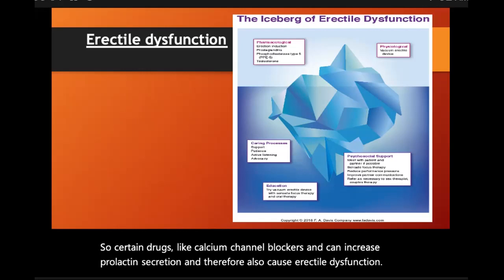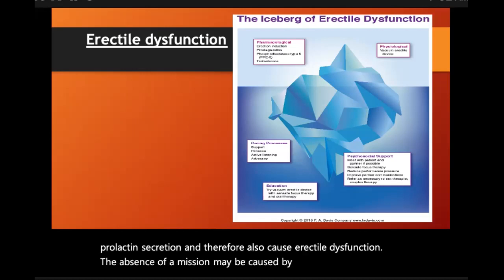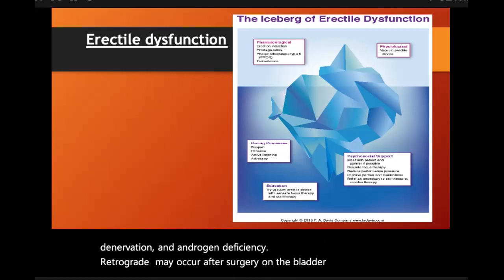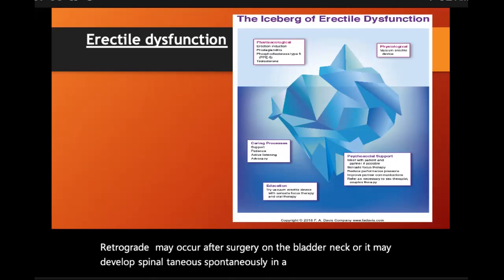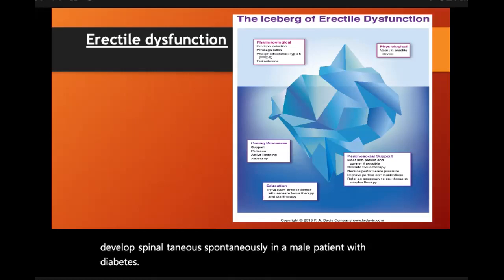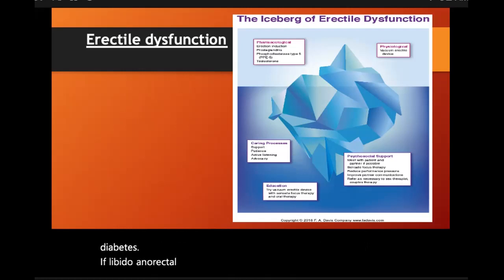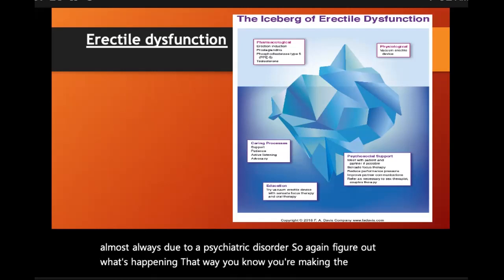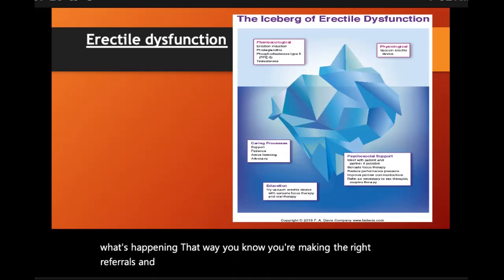The absence of emission may be caused by 3 different types of organic disorders. We could have retrograde ejaculation, sympathetic denervation, and androgen deficiency. Retrograde ejaculation may occur after surgery on the bladder neck, or it may develop spontaneously in a male patient with diabetes. If libido and erectile function are normal, the absence of orgasm is almost always due to a psychiatric disorder. So again, figure out what's happening. That way you know you're making the right referrals and plan of care for this patient.